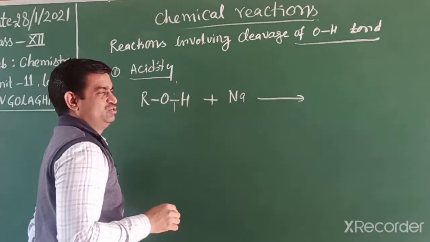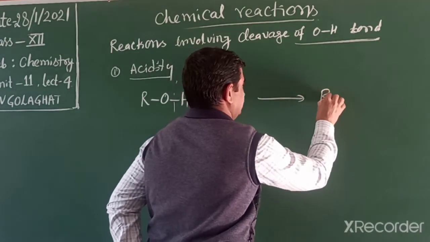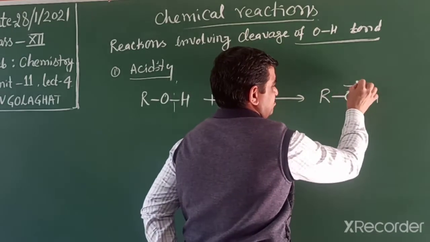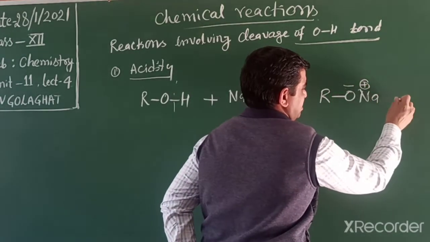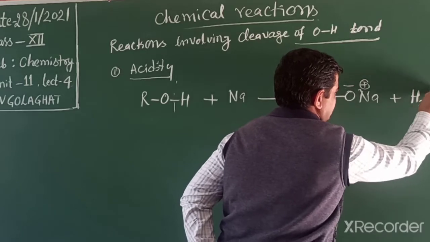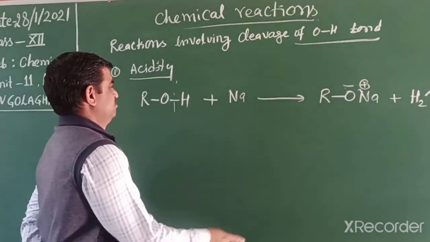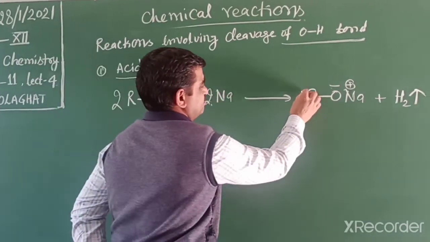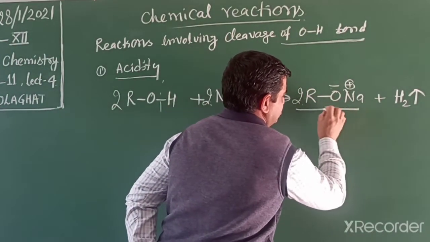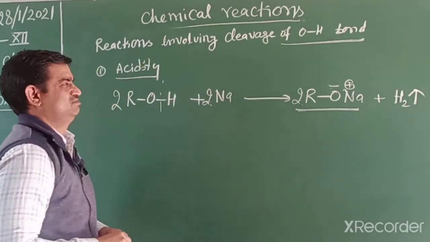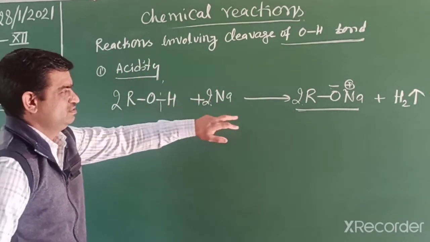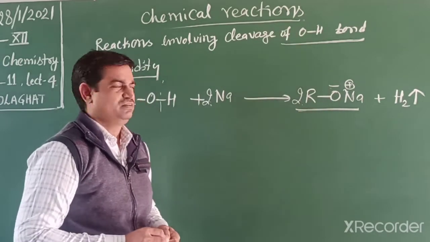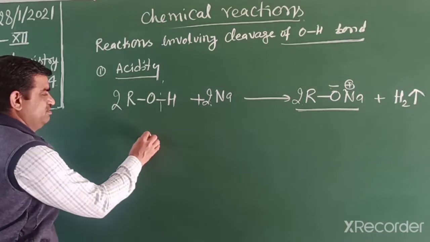This oxygen-hydrogen bond dissociates and we get sodium alkoxide and hydrogen gas is released. So when we balance, we need 2 moles. In this, the alkoxide ion is a very strong base and hydrogen gas is released. Let us explain with another example.